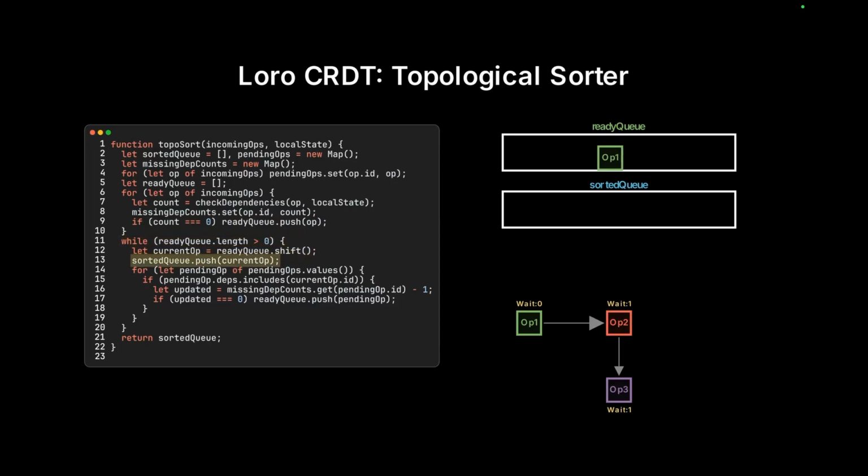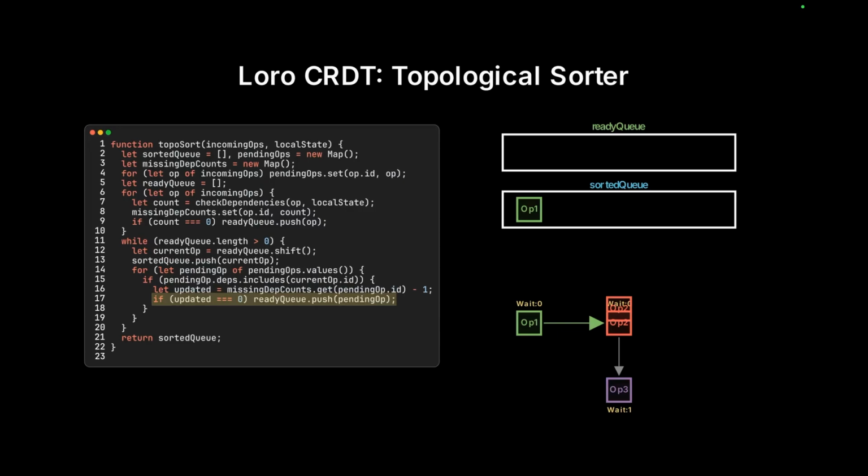We go through each of the operations, we push it to the sorted queue and go through the pending operations. And if the operation that we have just pushed into the sorted queue is a dependency of the pending operation, we reduce the pending operation's counter because we have just applied the operation. Here, let's say operation 2 is dependent on operation 1, so we are going to decrement the counter to 0.